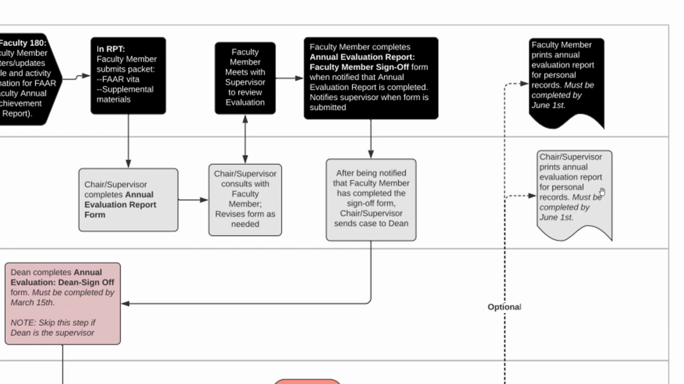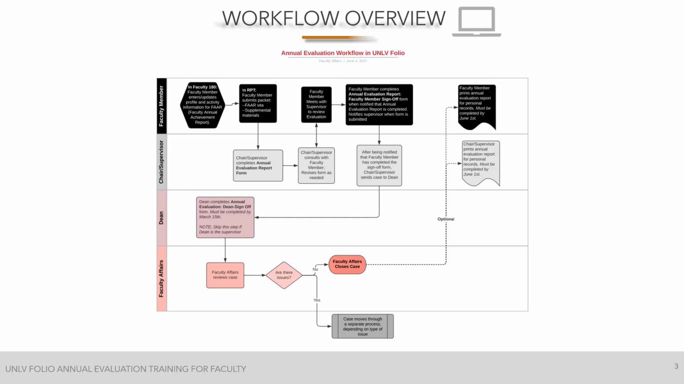Additionally, the chair or supervisor also has the opportunity to print a copy of the annual evaluation report for their personnel records. For units without departments, department chairs, and administrators who report to the dean, the workflow is slightly different. There are only 2 steps. The dean completes the annual evaluation report form and consults with the faculty member, and then the case is considered to be the fully executed annual evaluation.